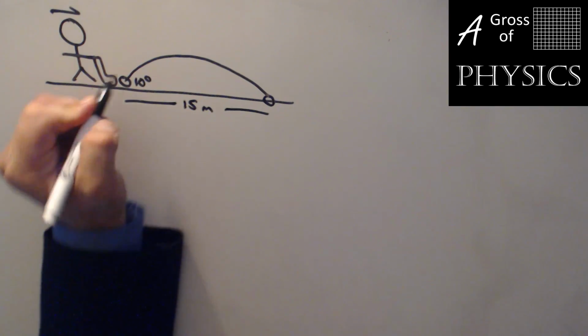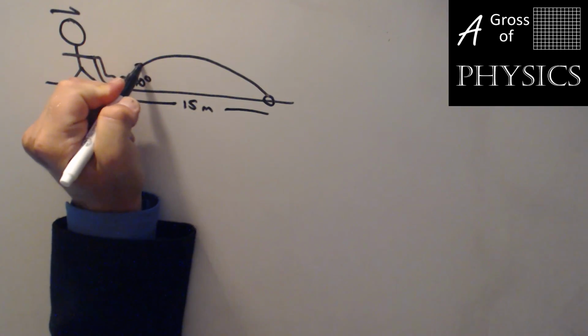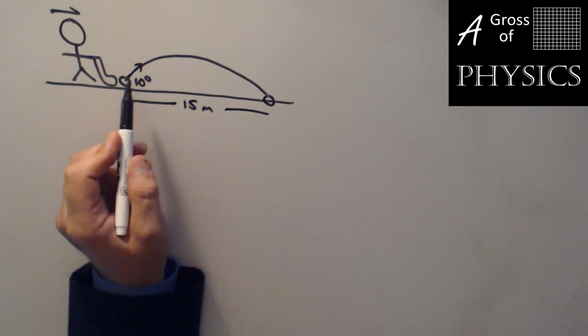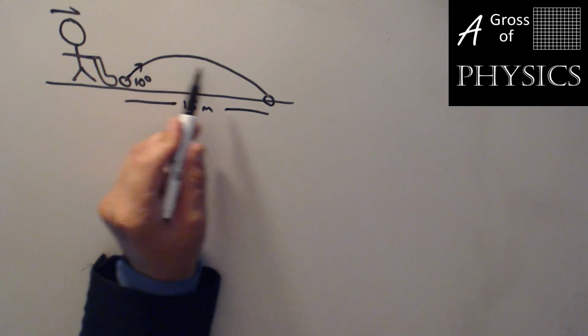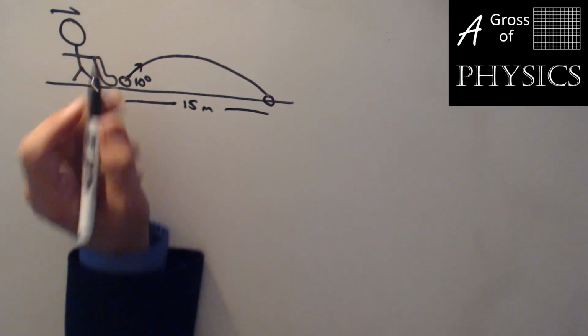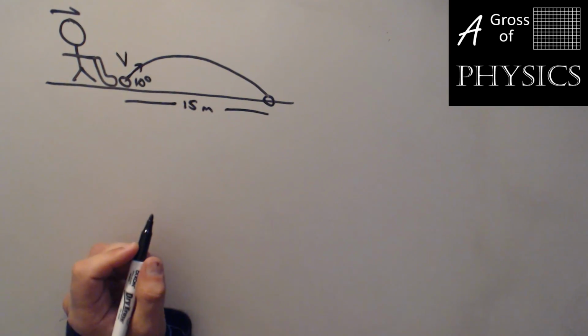In this case, we're striking a field hockey ball, and it's going at an angle of 10 degrees, flying through the air and landing on the ground. And we know it goes 15 meters, but we don't know how fast it was struck.